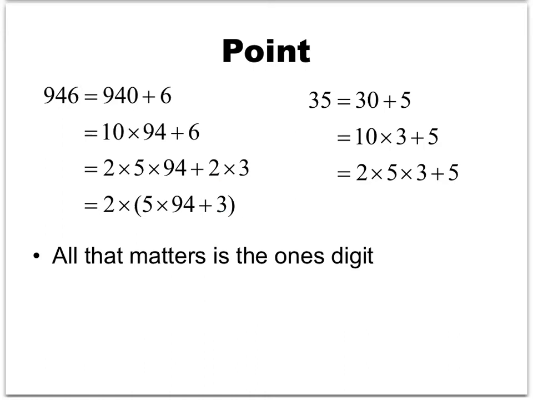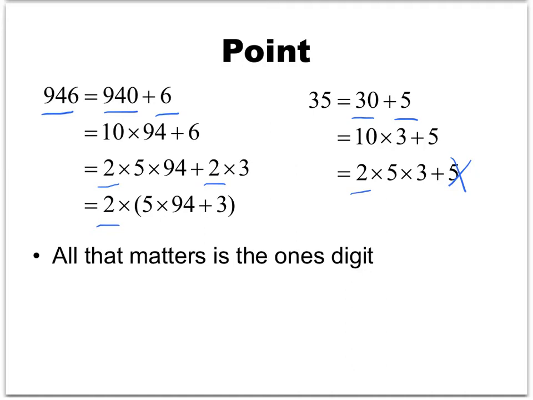Well, let's do a little compare and contrast here. So in our first example, we wrote 946 as 940 plus 6. We were able to factor a 2 out of that first term and a 2 out of the second term. And so we were able to factor a 2 out of both terms, and we concluded that 946 was indeed divisible by 2. In the 35, we wrote it as 30 plus 5. We're able to factor a 2 out of the first term, but not the second term. And so because we weren't able to factor a 2 out of that second term, this number was not divisible by 2.